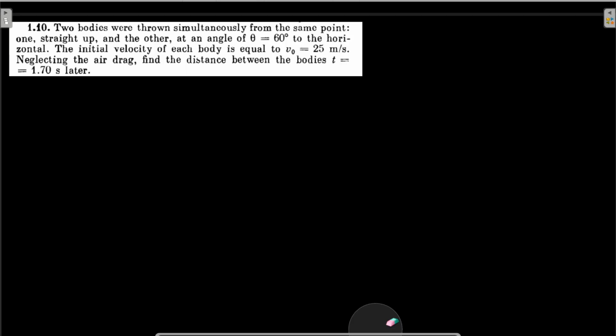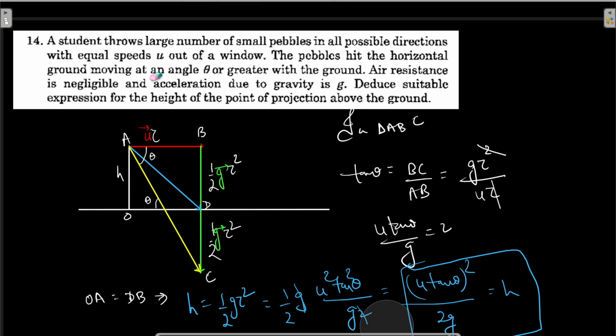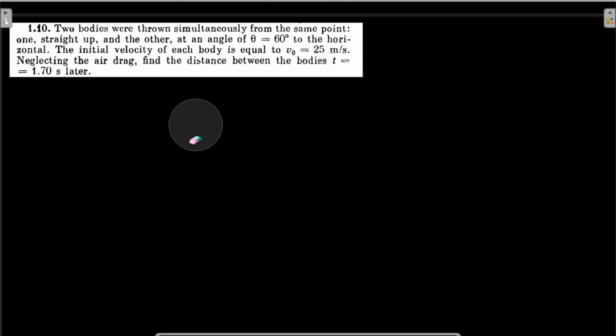So the next problem. This question is from Irodov. The last two were from Pathfinder. We still have more problems on projectile motion that you can solve using the vector method, but those I leave for you to try, because if you don't try yourself you won't develop the concepts properly. So let's read the question.